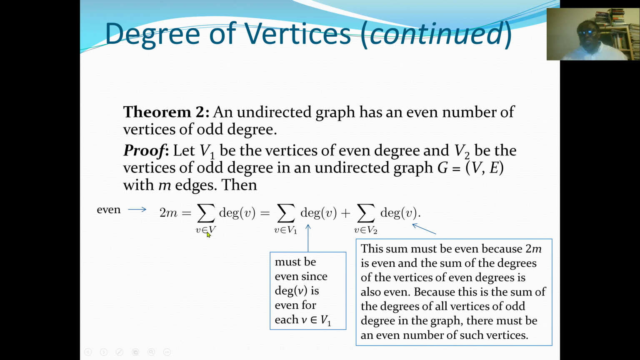Remember, V was the whole thing. Now we divide V into V1 and V2. So it will be the sum of the degrees of the vertices in V1 plus the sum of the degrees of the vertices in V2. Here V is broken into V1 and V2, so we add V1 and V2 together to get V.